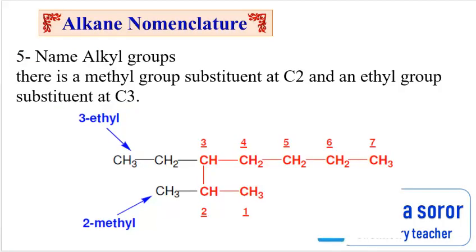Step number 5: name alkyl groups. There is a methyl group substituent at carbon 2 and an ethyl group substituent at carbon 3. So in this example, this is a methyl group connected with carbon 2, so it will be 2-methyl. This is the ethyl group connected with carbon number 3, so it will be 3-ethyl.